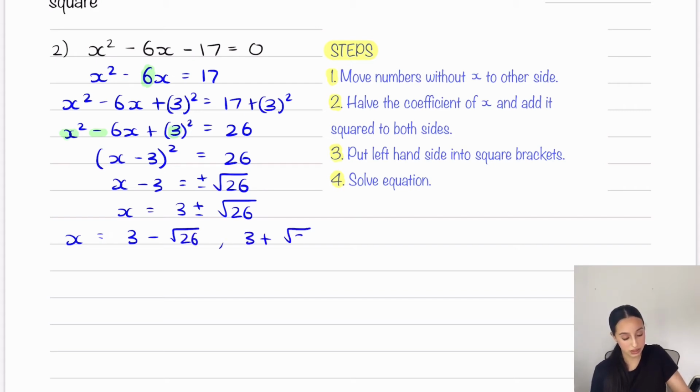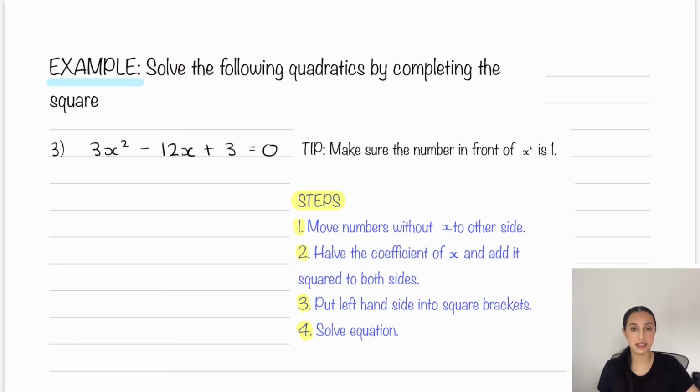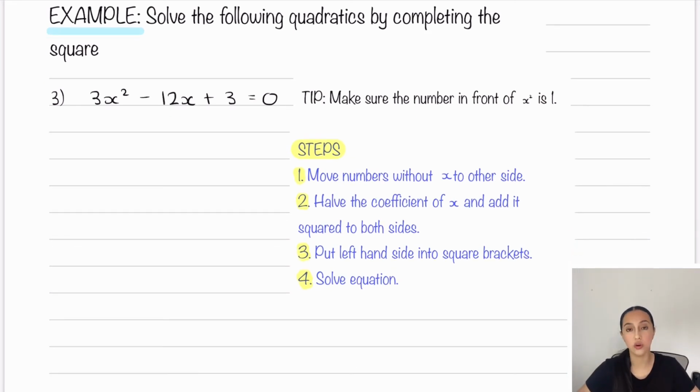With this last example, the number in front of x squared is not 1, like in the previous two examples. With completing the square, the rule is that the number in front of x squared must be 1. So we need to somehow get rid of this 3. To do that, we'll just divide everything in this equation by 3.